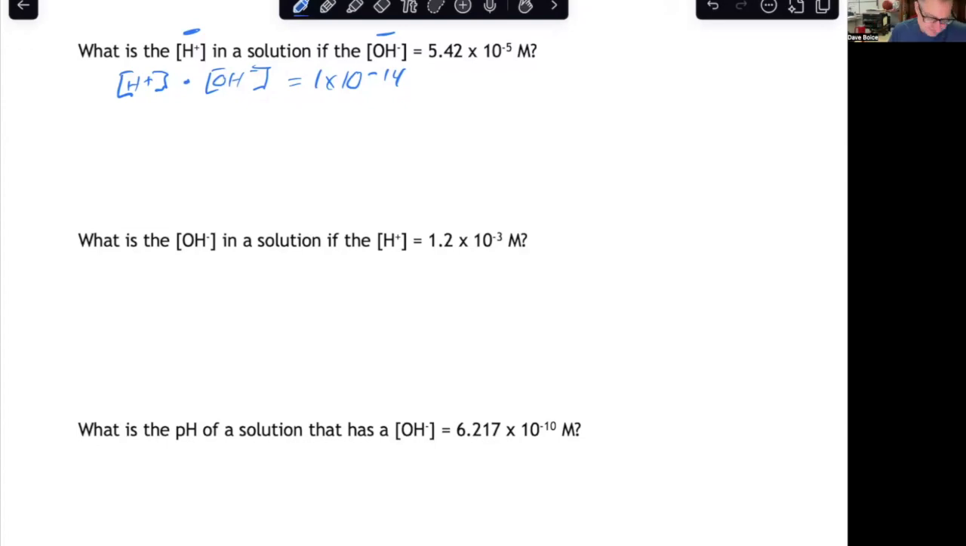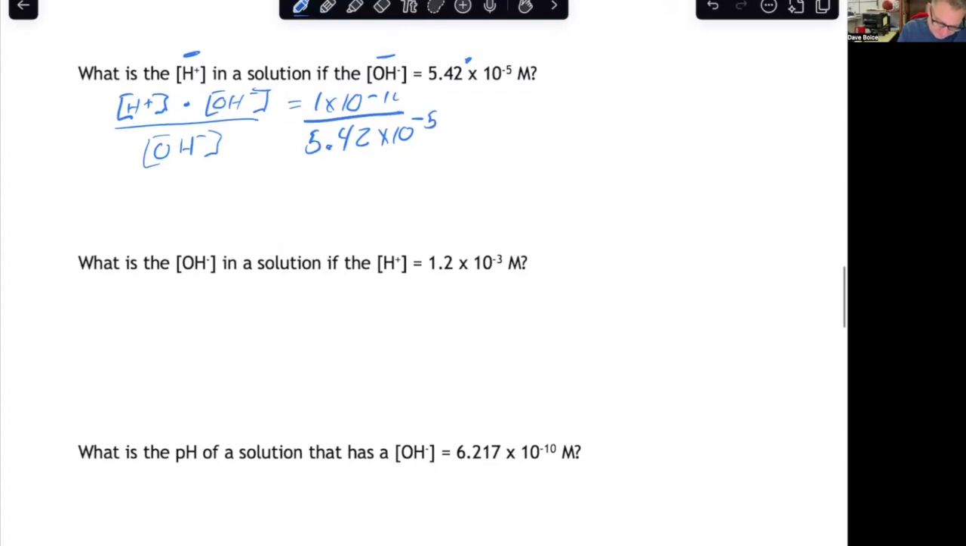Okay, and I have hydroxide and I want H+. So what I'm going to do is isolate H+ by dividing both sides by the concentration of hydroxide. And the concentration is right here. It is 5.42 times 10 to the -5. Okay.